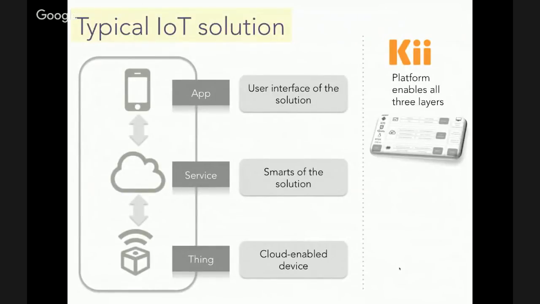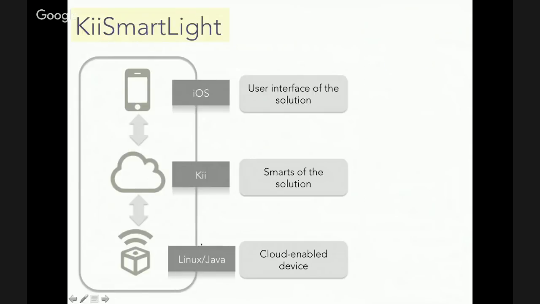So you remember our typical IoT solution. We've got our app, we've got our service, and we've got our thing. What we're going to build is a Key Smart Light. So we're going to build a little iOS app that talks to Key's cloud solution, which will then transport commands to essentially a Linux program. And we're going to simulate a light bulb in our Linux box. So I'll show you exactly how here in a moment.